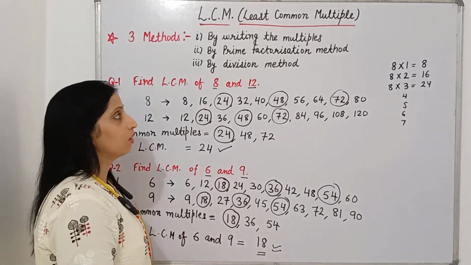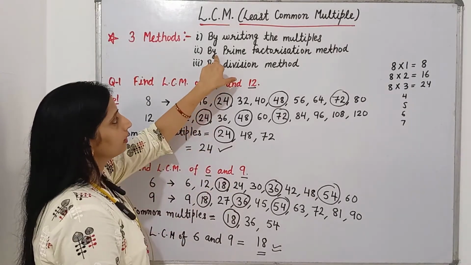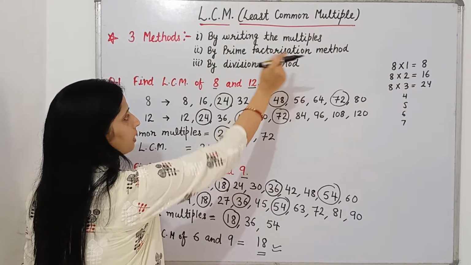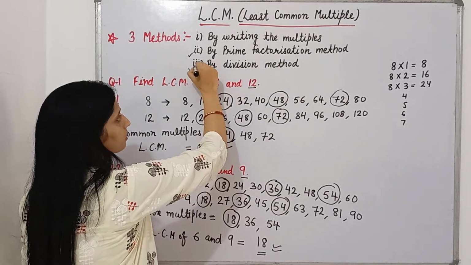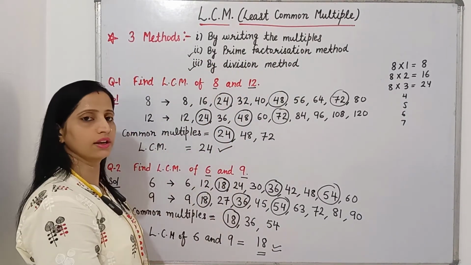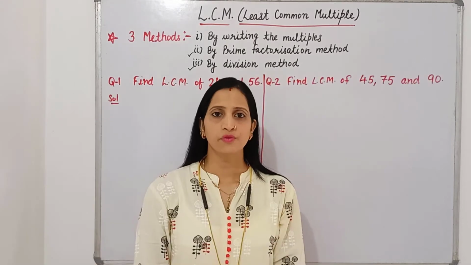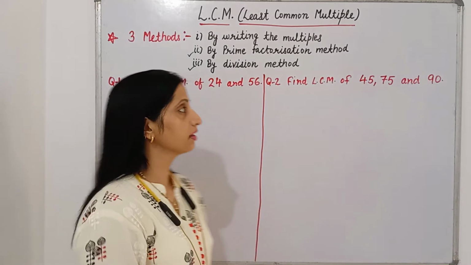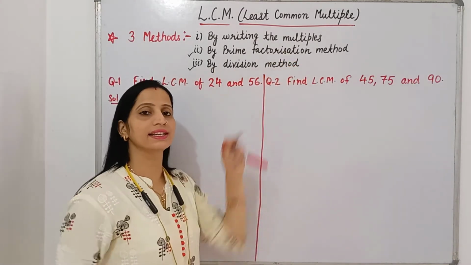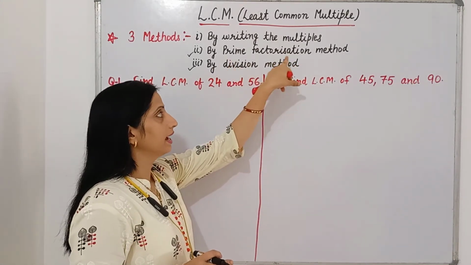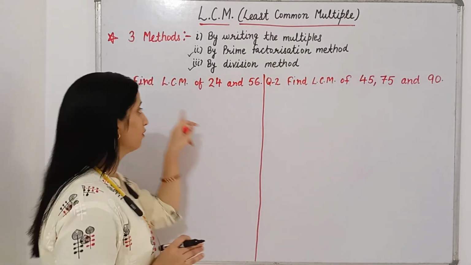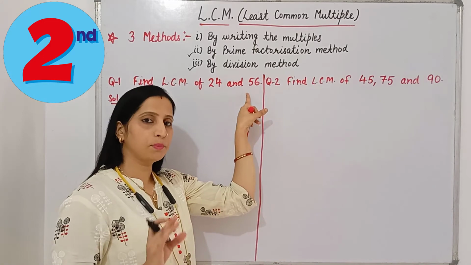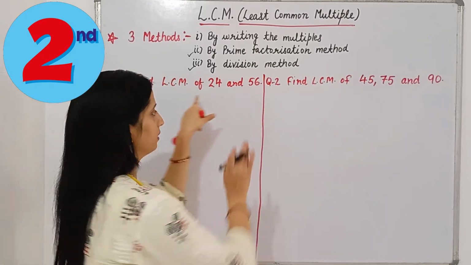Okay. Now when the numbers are bigger, that time we generally use these two methods, prime factorization method or division method. So now we will learn those methods. Now we will find out the LCM by using prime factorization method. As it is clear by its name, in this we will do the prime factorization of the given numbers, or we will find out the prime factors of the given numbers.